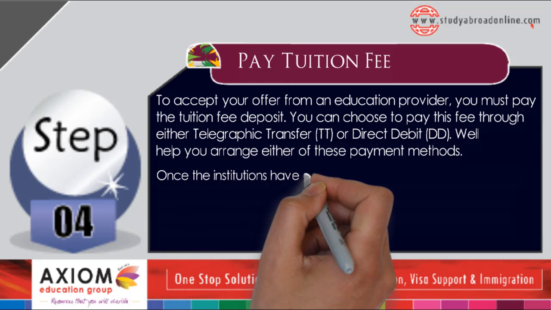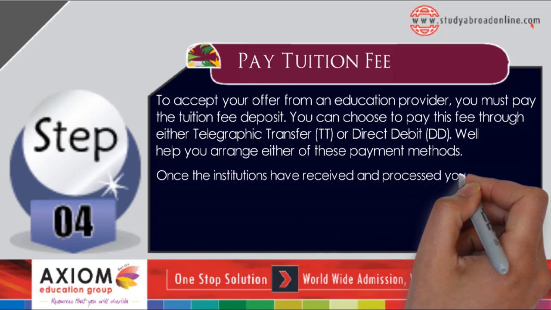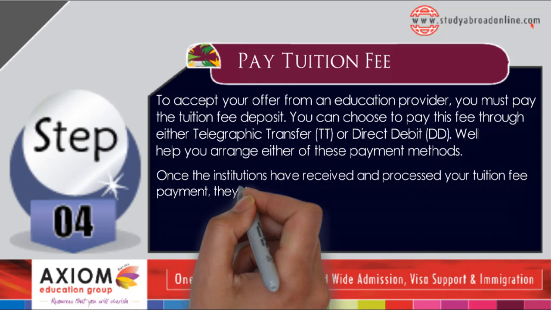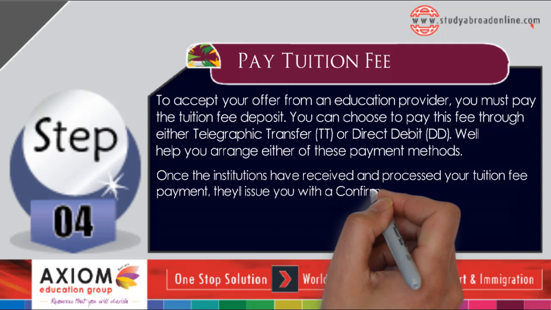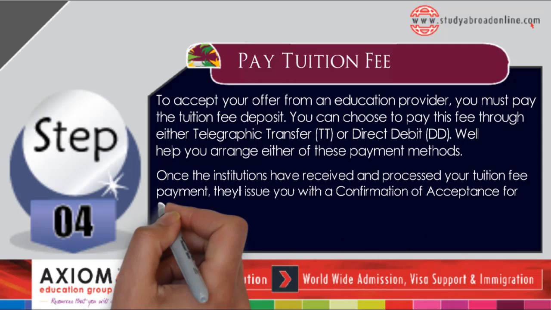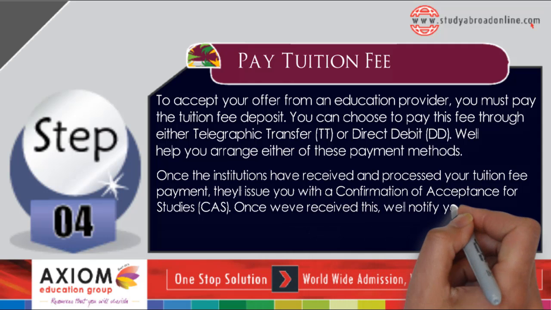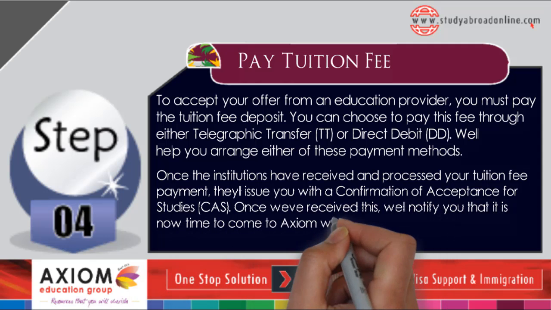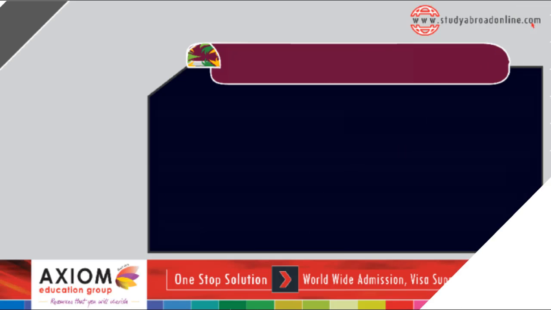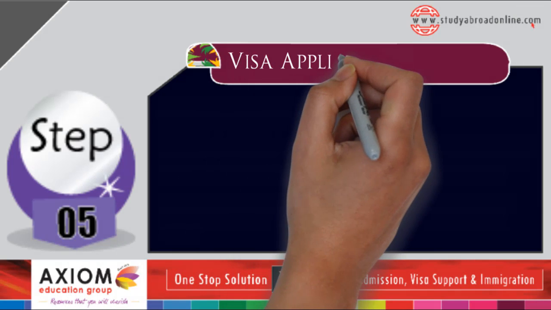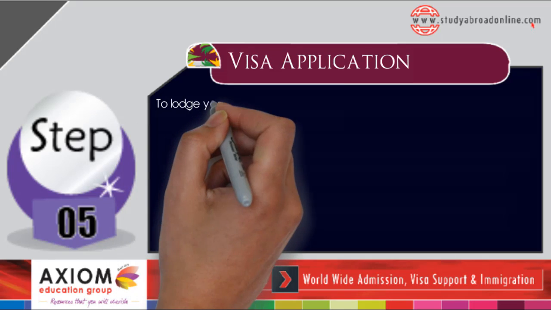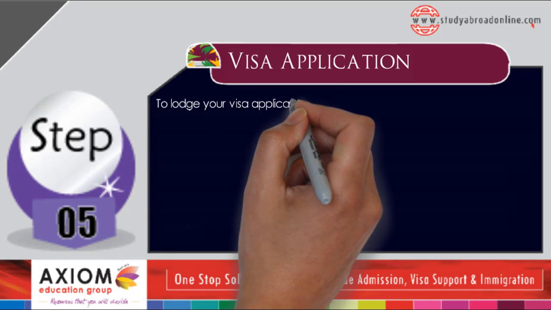Once the institutions have received and processed your tuition fee payment, they'll issue you with the confirmation of acceptance for studies, or the CAS. Once you've received this, we'll notify you that it is now time to come to Axiom with the required documents and start the visa application process. Next up will be Step 5, applying for the visa or the visa application.